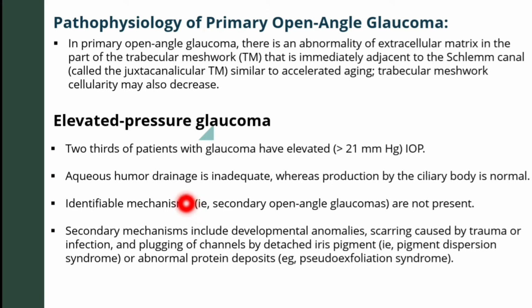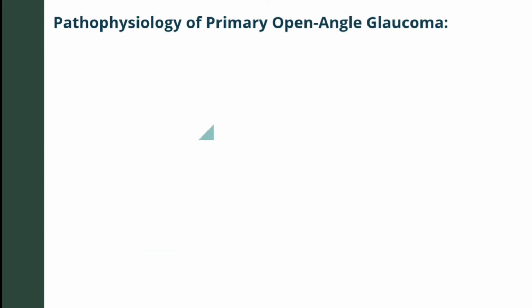What are the examples of secondary mechanisms? These include developmental anomalies, scarring caused by trauma or infection, plugging of channels by detached iris pigment, thus pigment dispersion syndrome, or abnormal protein deposits, thus pseudoexfoliation syndrome. We have a separate video on secondary glaucoma, so don't worry about that. That's elevated pressure glaucoma.